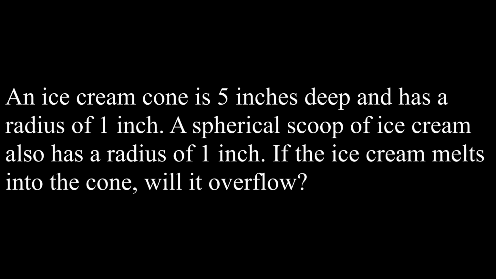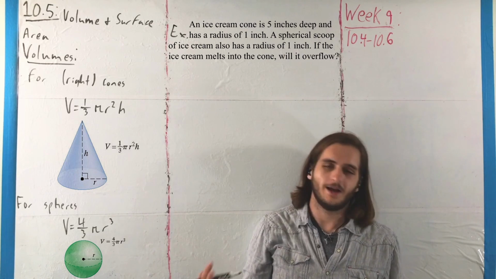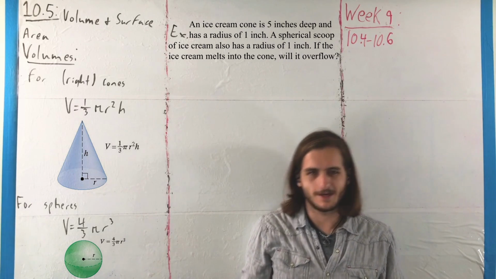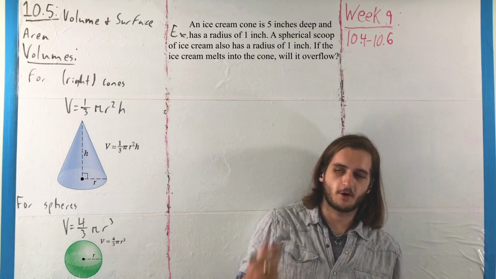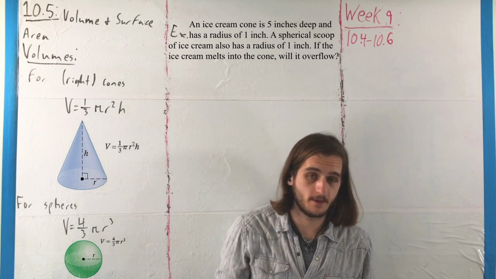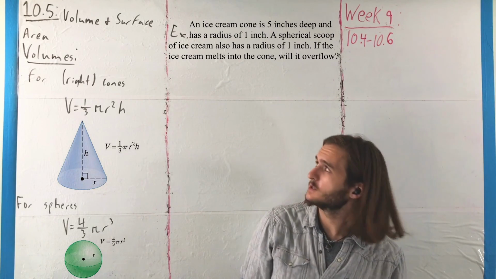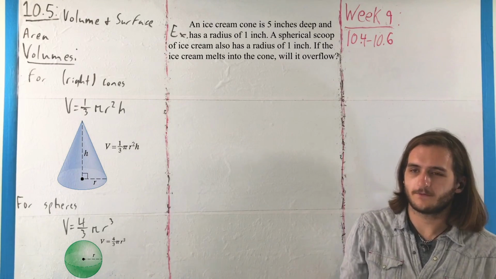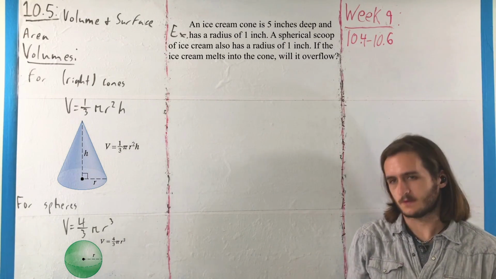For this example, we have that an ice cream cone is 5 inches deep and has a radius of 1 inch. A spherical scoop of ice cream also has a radius of 1 inch. If the ice cream melts into the cone, will it overflow? So, again, it's a little bit silly to assume that the cone has that perfect radius we want at the top there. And it's also a little bit silly to assume that the ice cream has that perfectly spherical behavior as well in terms of its maximum radius.